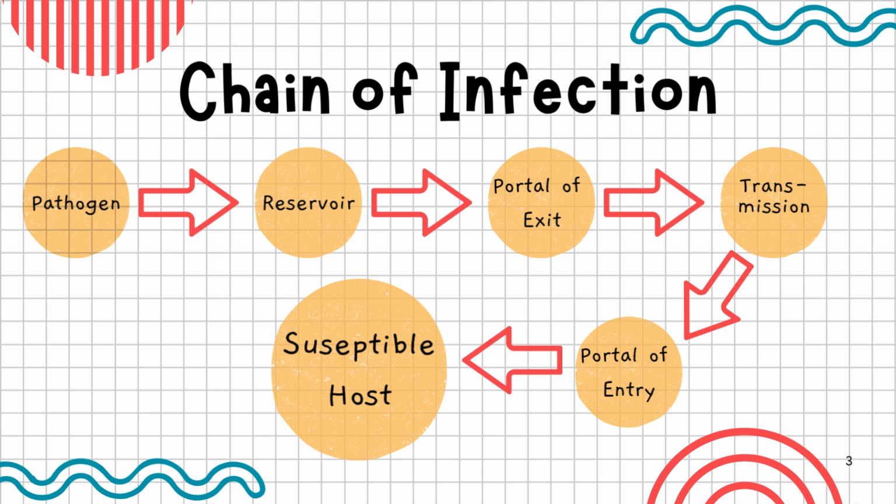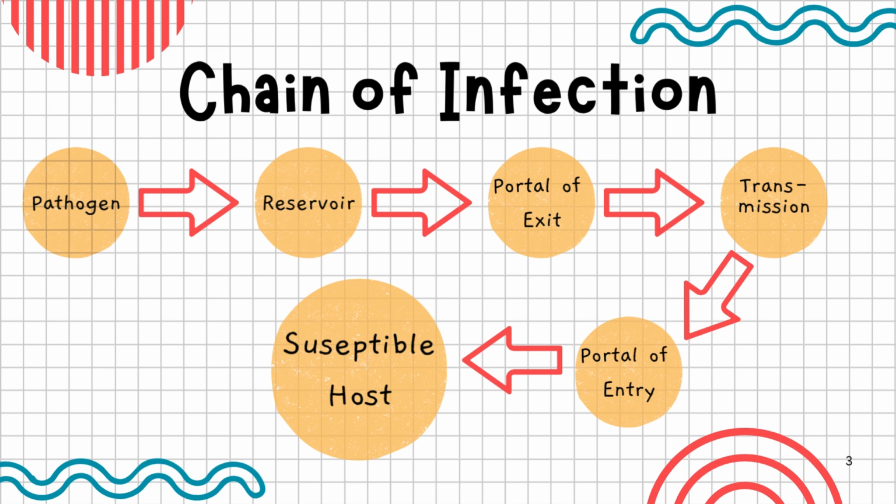And the germ exits through a portal of exit. That portal of exit could be a cough or a wound. And then it is transmitted in various ways. Most often it's through hands, through equipment, things left on equipment, or through the air.